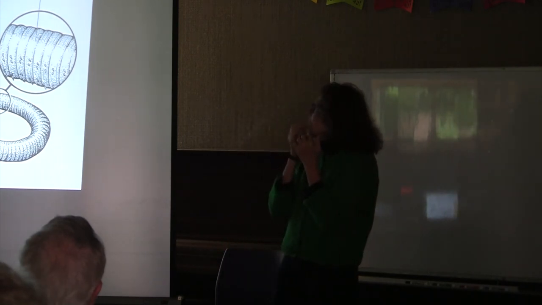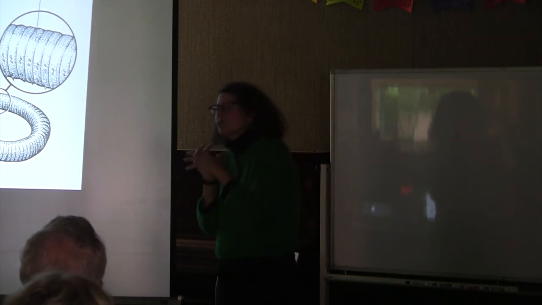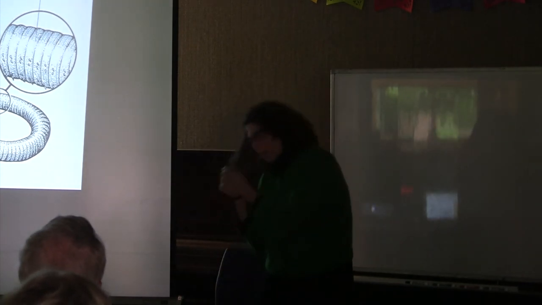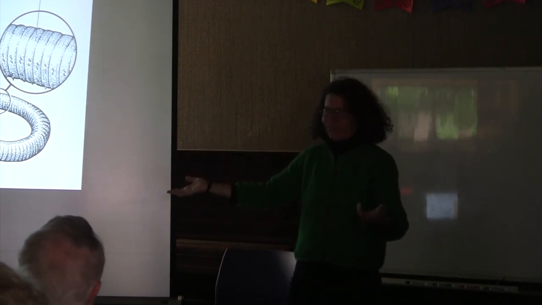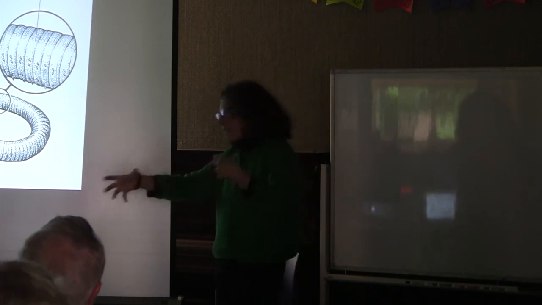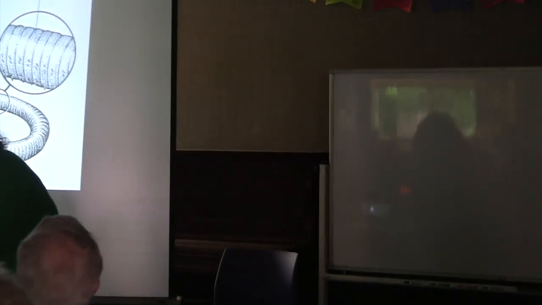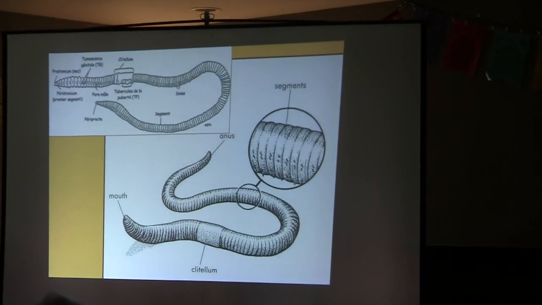setae that are there. I always think that's cool because you think about all of those old cartoons where the robin is tugging and tugging and tugging. Well, you look at the shape of it and it should just come right out. But it has this great hydrostatic skeleton and these little sticky things, and it can actually grab on. Yeah.